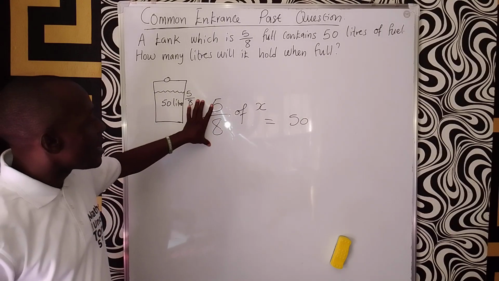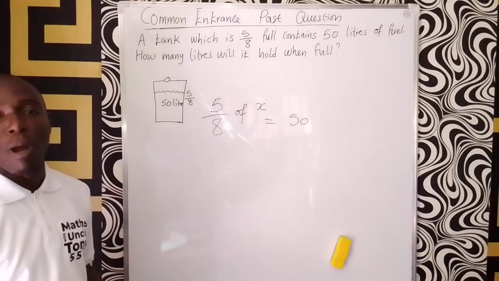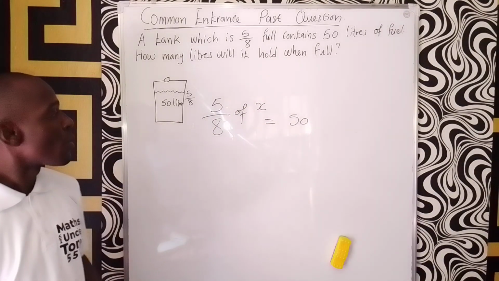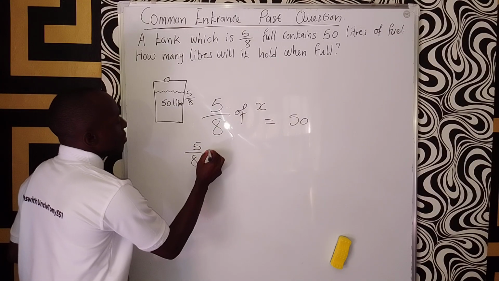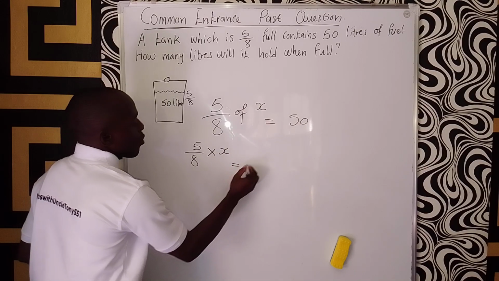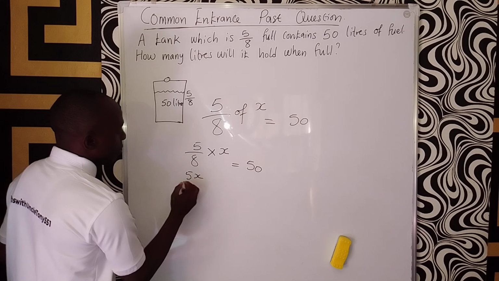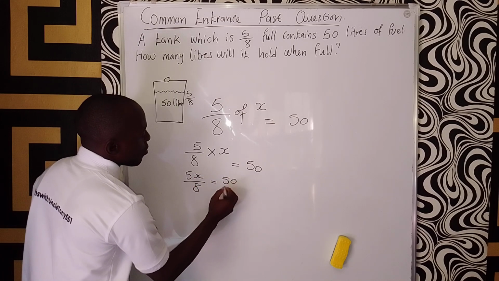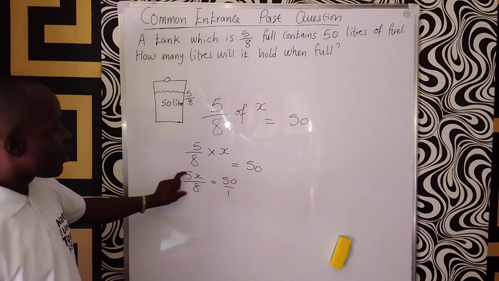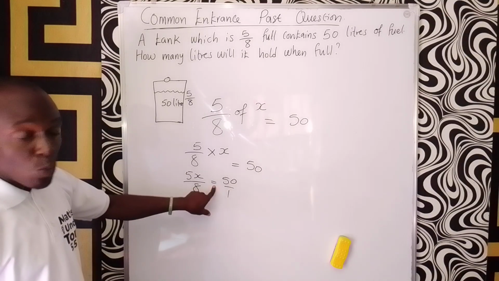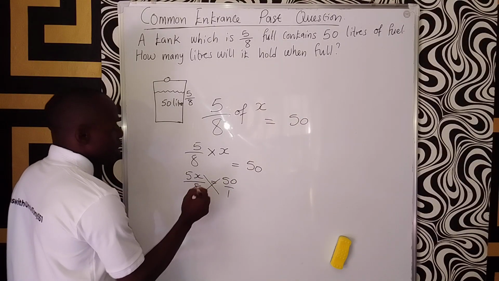The fraction is equals to this, but of is the total value, the total whole number, or the total fuel the tank is supposed to hold. Now, you know of is multiplication. 5/8 multiplied by x is equals to 50. 5 times x is equals to 5x over 8 is equals to 50/1. Let's cross multiply, because if you see a fraction separated by equals to with another fraction, we cross multiply. So here we multiply this, here we multiply this.